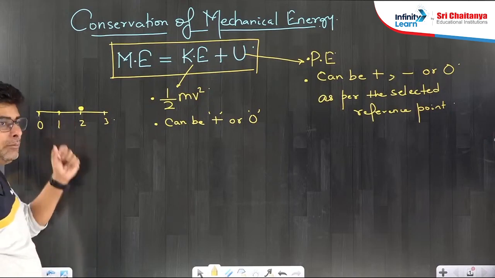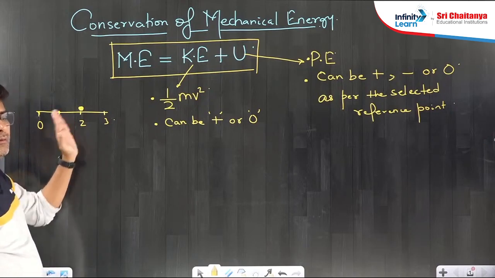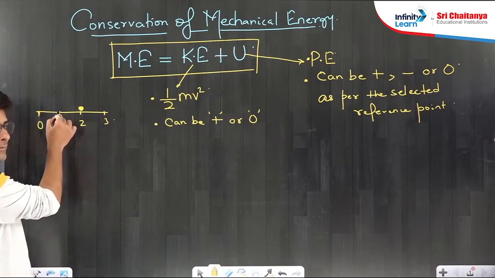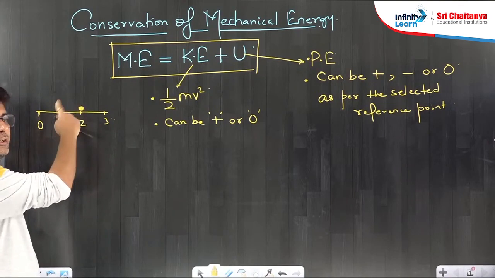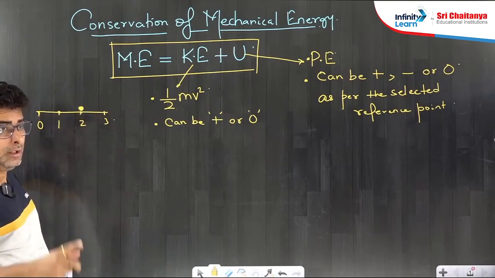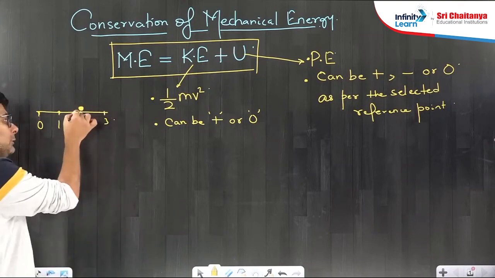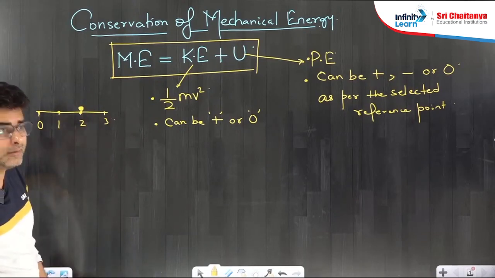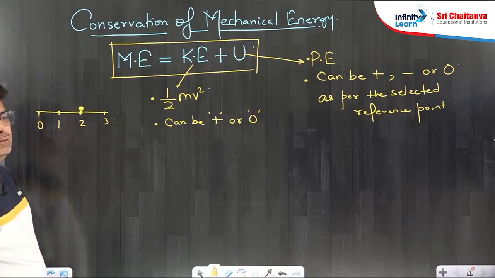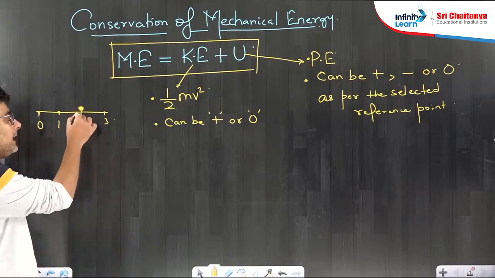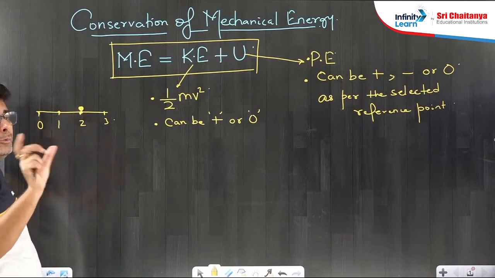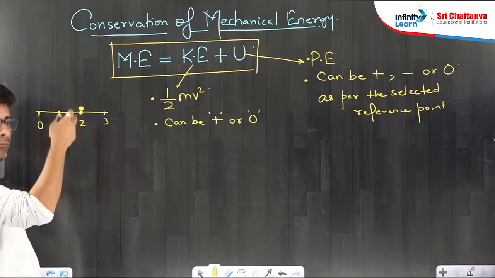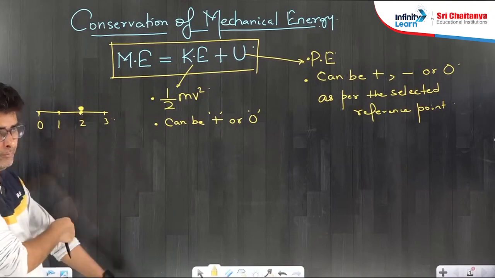Its position will become 1 unit right of the reference. If I select 1 as the reference, then you will say its position is 1 unit right of the reference. If I take the reference at 2 itself, will its position be 2? The answer is no. It will be at the origin, because reference means where its value becomes 0. So if I take 2 as the reference, you will say that its position with respect to the reference point is 0, right?